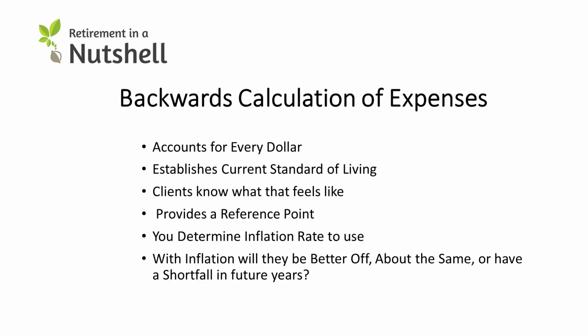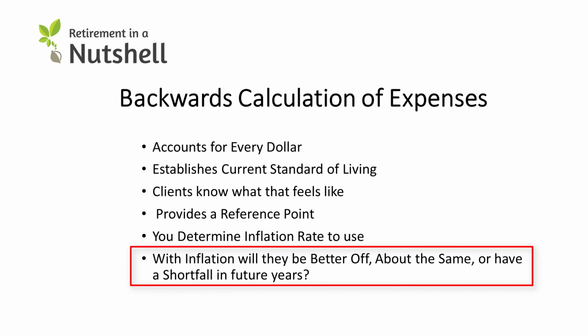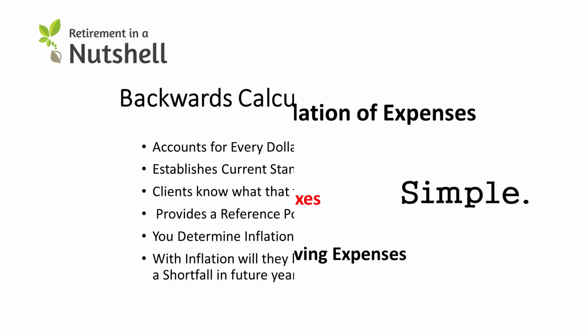They know how their current standard of living feels, and it gives them an internal measuring stick for evaluating future cash flows. If the current living expense calculation is off, the information you are presenting to the client will be off and could give a false picture of their income and cash flow in retirement.